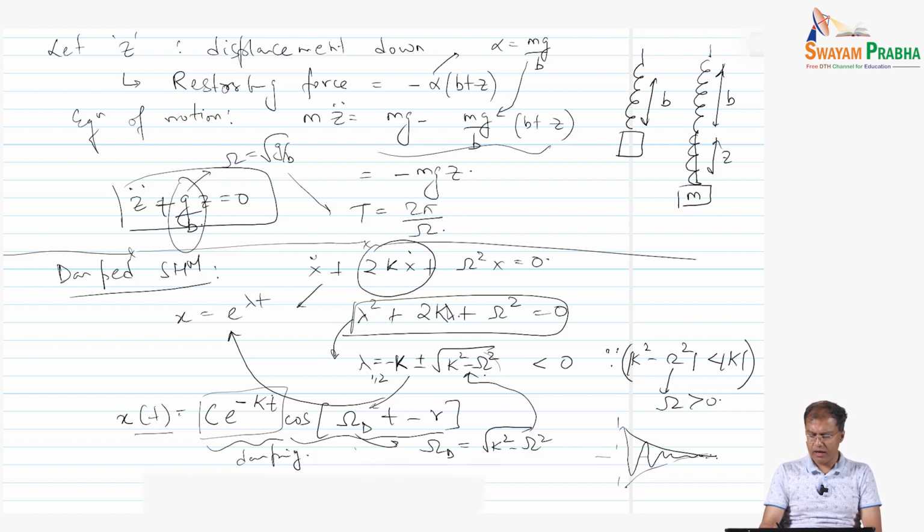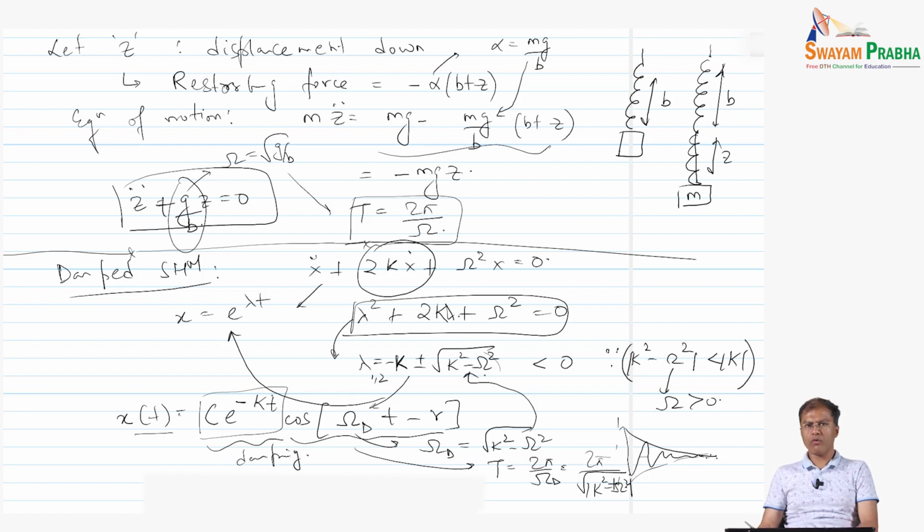And finally, from this oscillatory term, we can find the period. The period comes out to be 2 pi by omega d. Notice that even the period comes out to be larger this time, because earlier the period was 2 pi by omega, now the period is 2 pi by square root of absolute value of k square minus omega square, which is a smaller quantity in the denominator. So the final period is larger. So this is larger than 2 pi by omega.